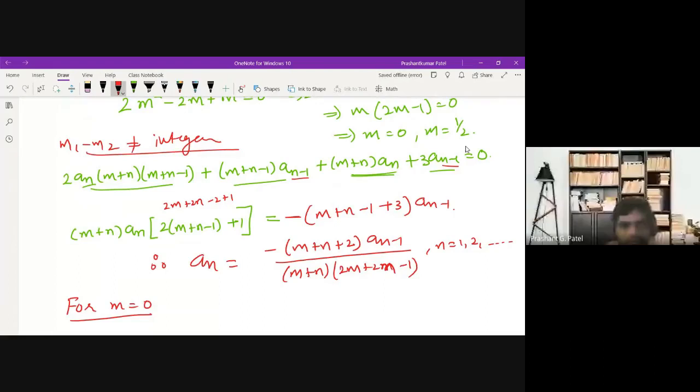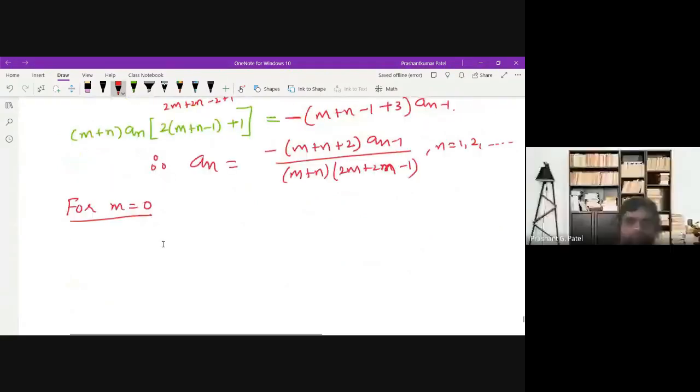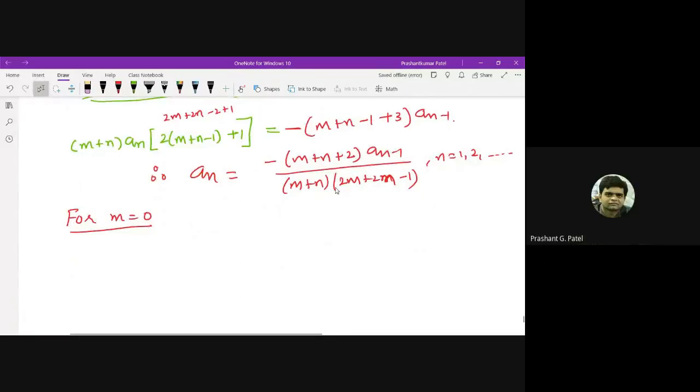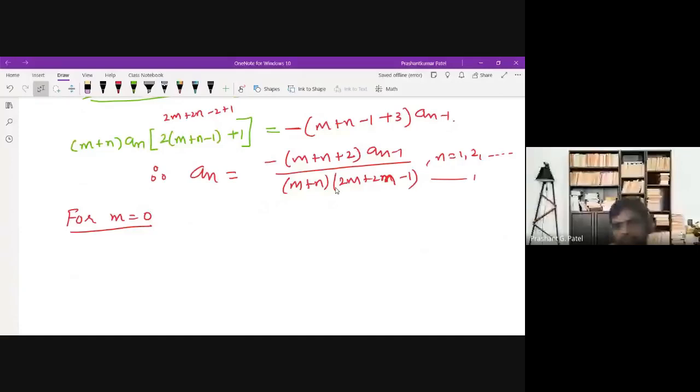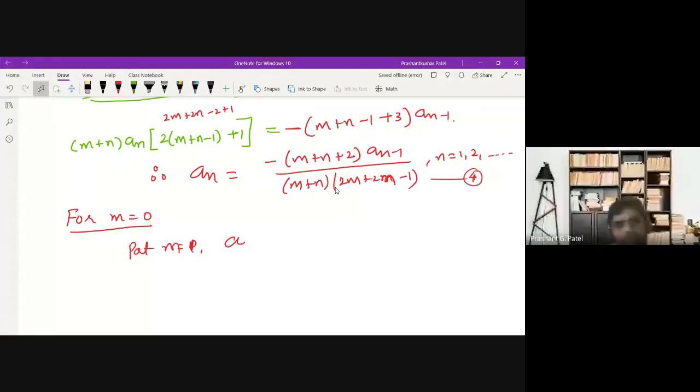Since this is not an integer, we have two linearly independent solutions. For m equal to 0, we have the first solution. So what is this equation now? Putting n equal to 0 or 1 into this, let me write down in general. Put m equal to 0 in equation 4.